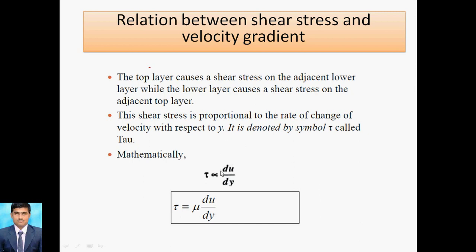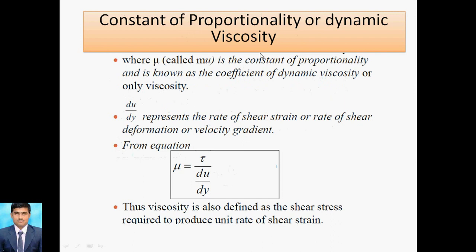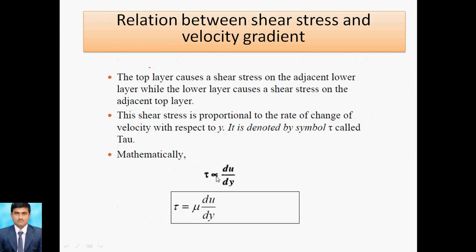So here the relation is tau proportional to du by dy, and for a constant of proportionality, mu, we can write tau equal to mu du by dy. The mu is called the constant of proportionality, or you can say the coefficient of dynamic viscosity. So mu is equal to tau upon du by dy. By solving this, we can take mu on one side, and tau divided by du by dy.